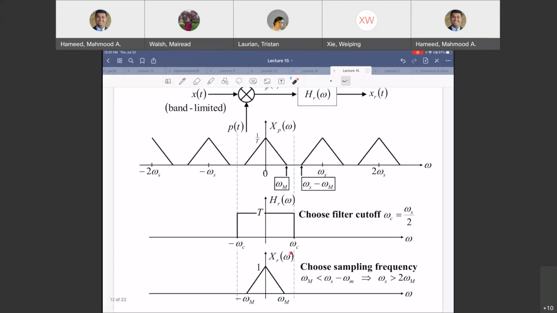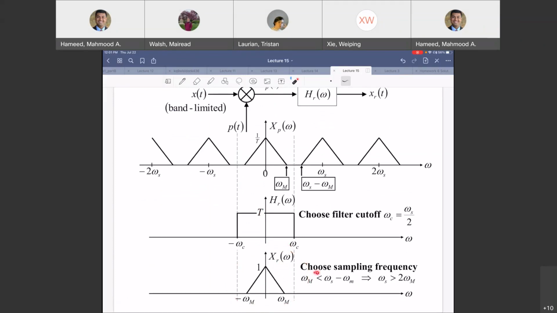If you do, and if this height is T, then the gain of your low pass filter over here is T. If you do that, when you multiply in the time domain, your reconstructed signal in the frequency domain is going to look exactly the same as what you had transmitted.